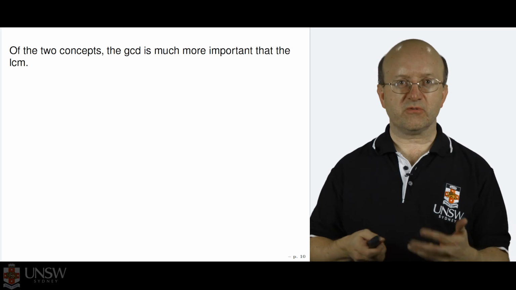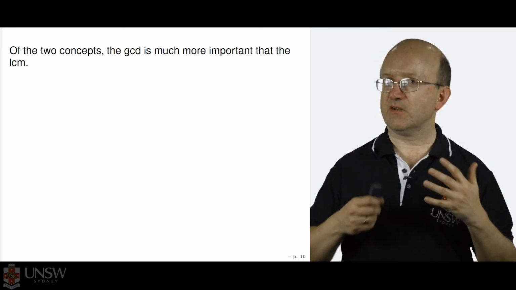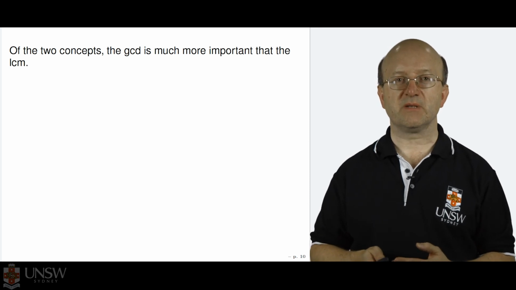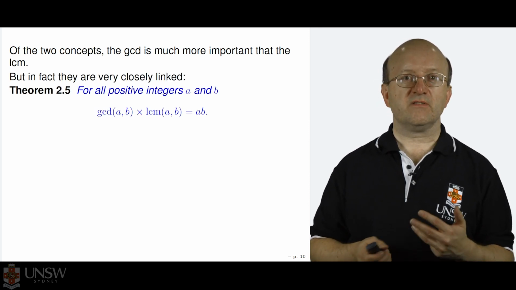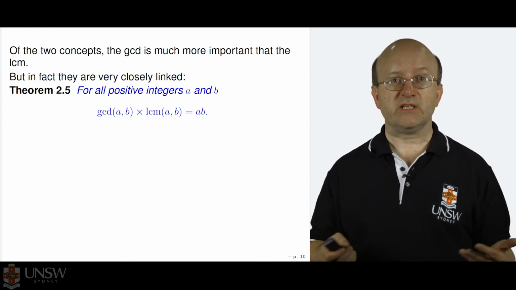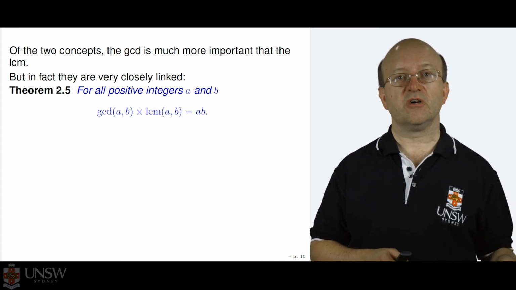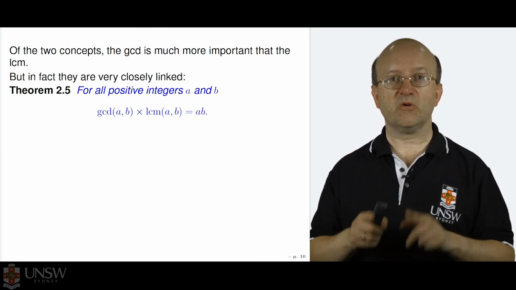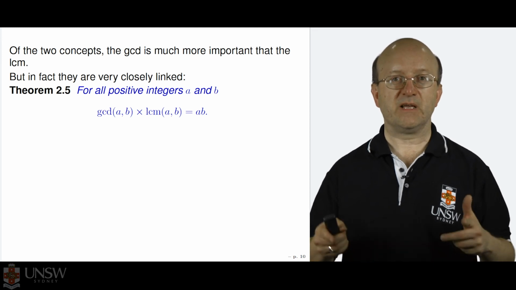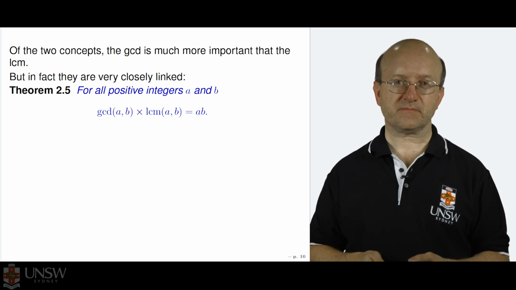Now, of these two concepts, the GCD turns out to be much more important than the LCM. We use the GCD a lot more than we use the LCM in applications. But in fact, they're very closely linked. If you can find one, you can find the other. This theorem tells us that for all positive integers A and B, the product of the greatest common divisor and the least common multiple is always AB. If A and B are not positive, then you have to put absolute value signs on here. But that's the only difference.